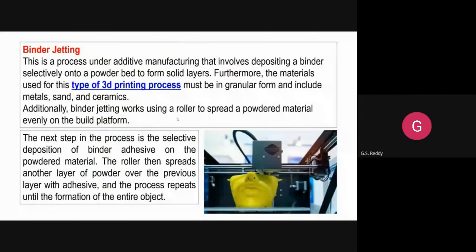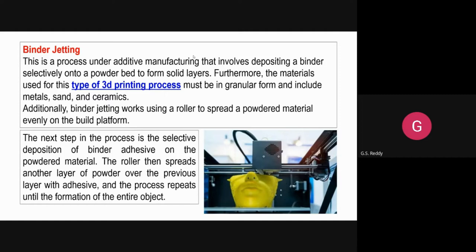The binder jetting, although we discussed it briefly, this image probably will give a good insight into the process. This process under additive manufacturing involves depositing a binder selectively, just like a printer head, you can see here, it can move in X, Y direction. The material must be in a granular form and includes metals, sand, and ceramics. Additionally, binder jetting works using a roller to spread a powder material evenly on the build platform.